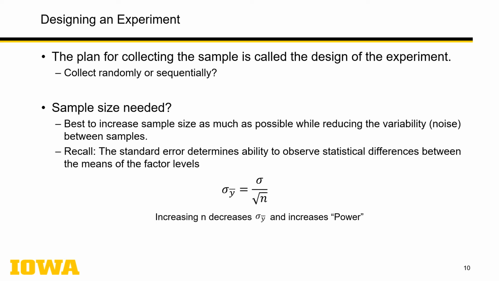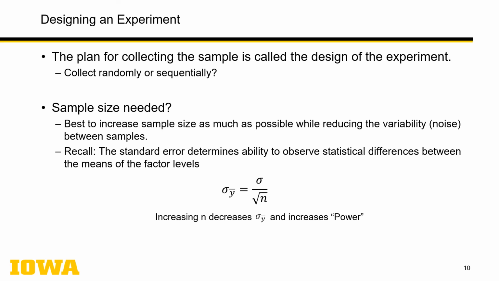Okay, so what is the plan you're going to use to collect a sample for one of the experimental units? And you're going to repeat it, hopefully exactly the same way for all subsequent ones. This is called the design of the experiment. And, right off the bat, you could think of, well, am I going to collect randomly or am I going to collect sequentially, or what they call quasi-randomly? And what is the sample size needed?